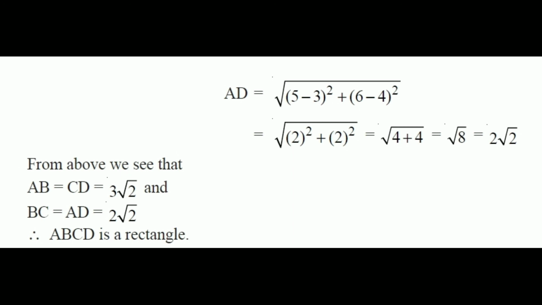And from here, of all the four distances, we see that the distances AB and CD have the value 3√2, and distances BC and AD have got the same value 2√2. It means the lengths of opposite sides AB and CD, and BC and AD, have the same measure. It means ABCD is a rectangle.